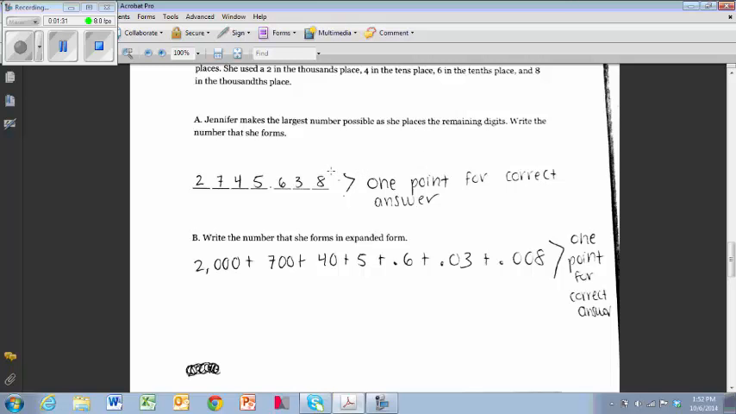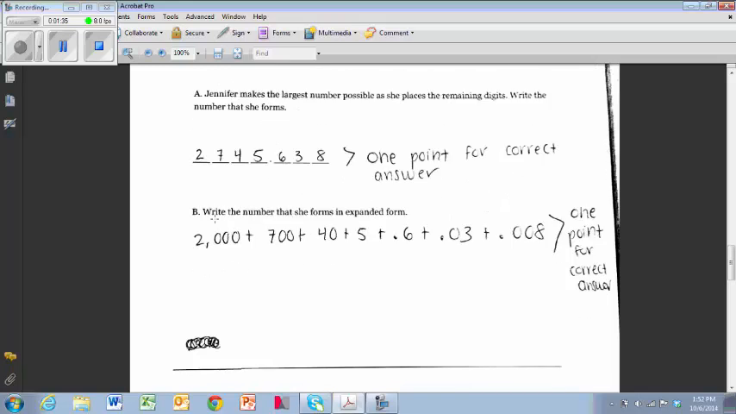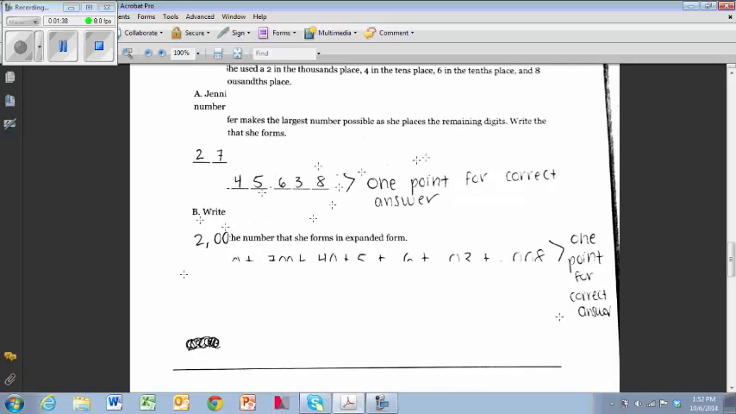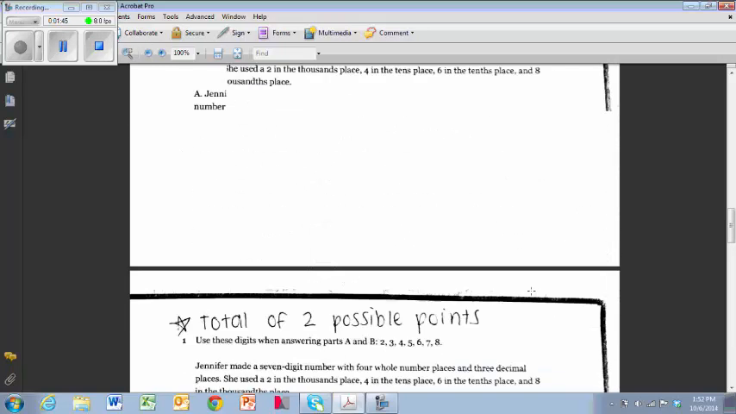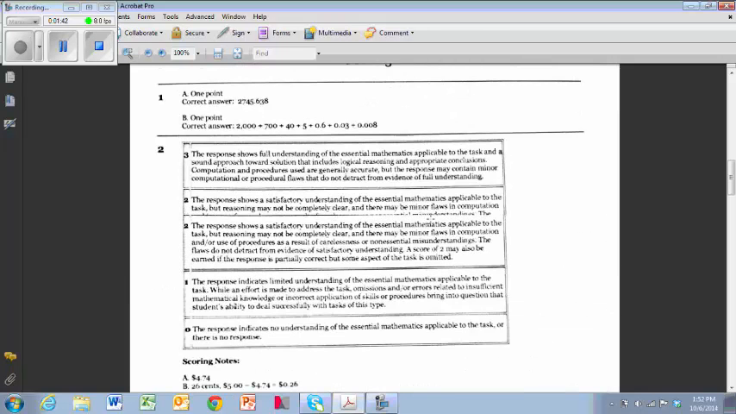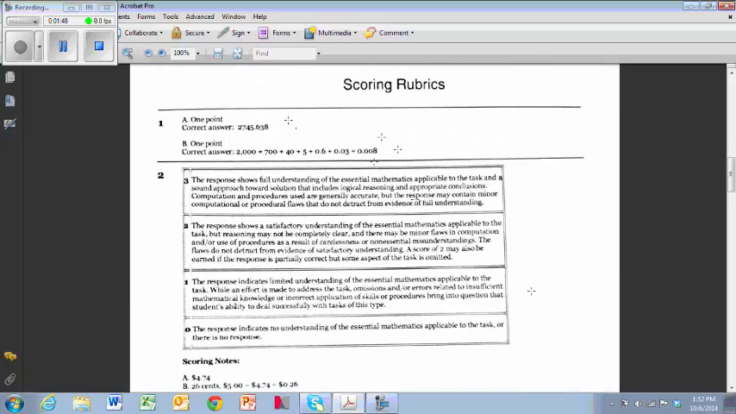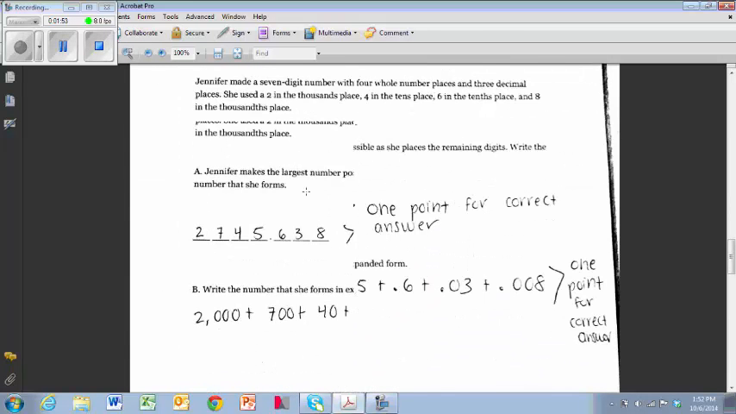Once they have the answer in part A, they will then write that number in expanded form. And it should look like the following. They can write it horizontally or vertically, and they get 1 point for the correct answer. If you come up here, you'll see those two written out just like this. If scholars do not get the correct answer for part A, they do not receive the credit for part B for writing the wrong number in expanded form.